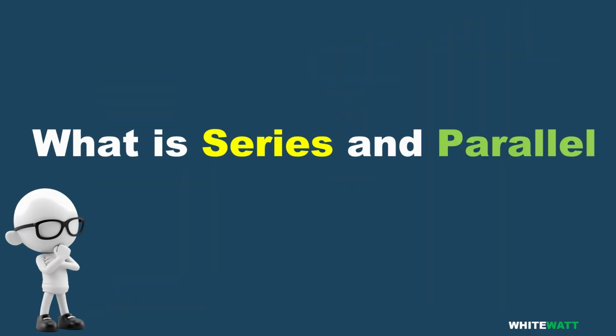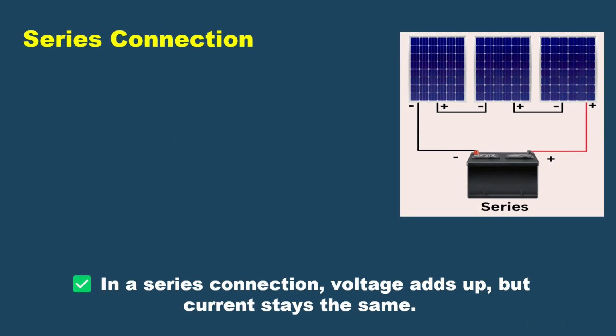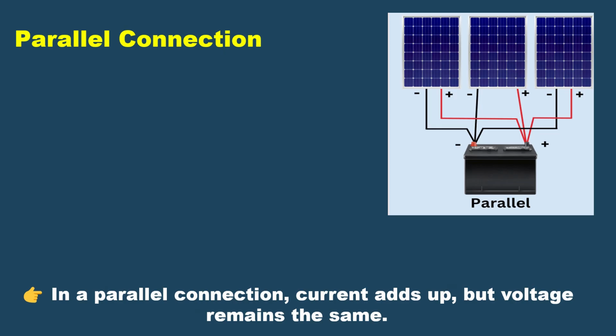What is series and parallel? Let's start with basics. In a series connection, voltage adds up but current stays the same. In a parallel connection, current adds up but voltage stays the same.